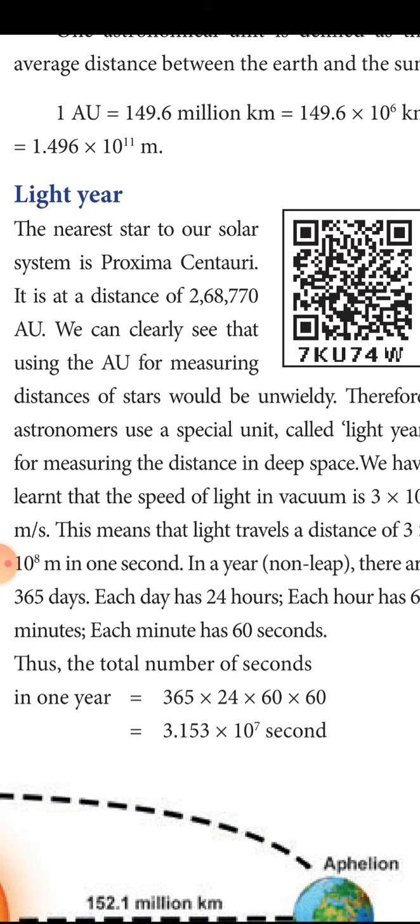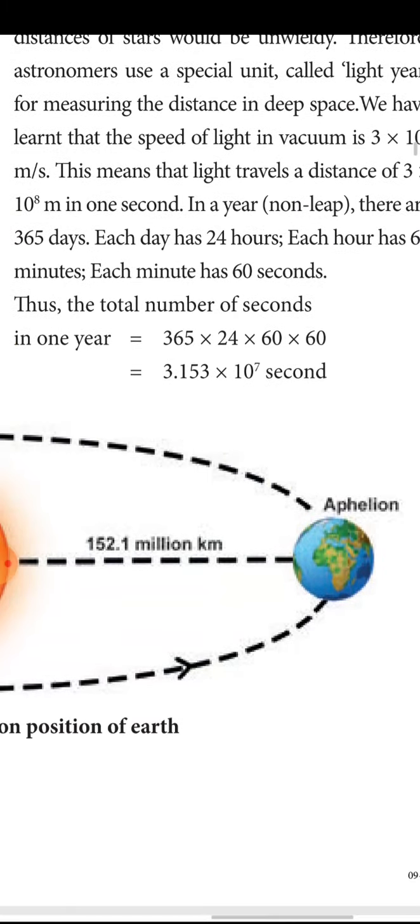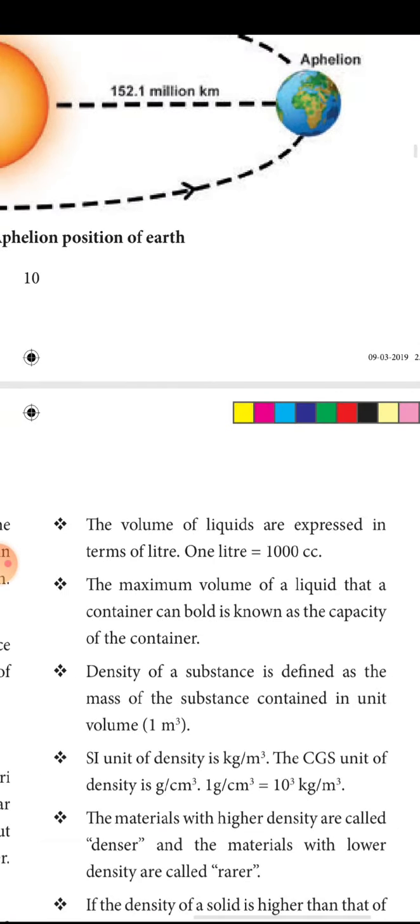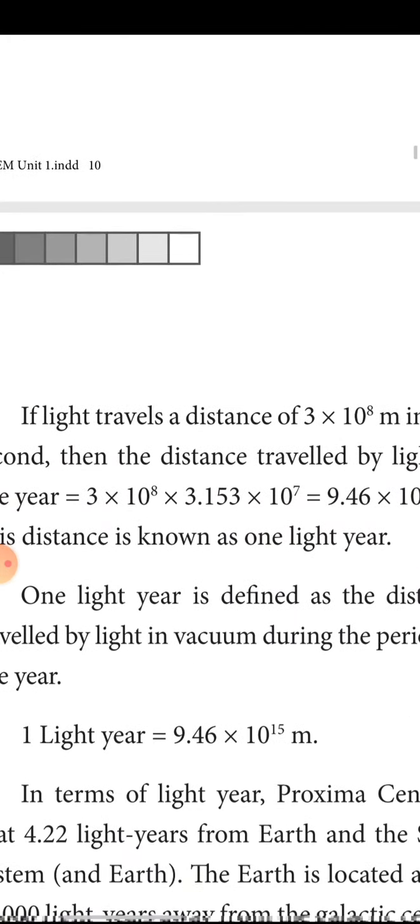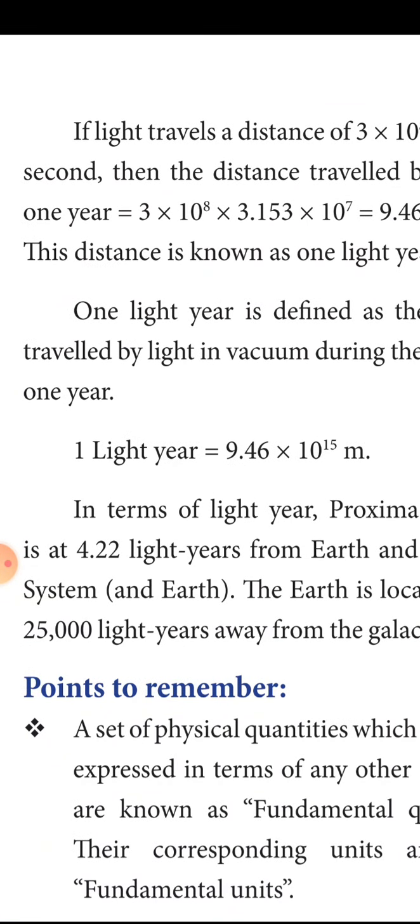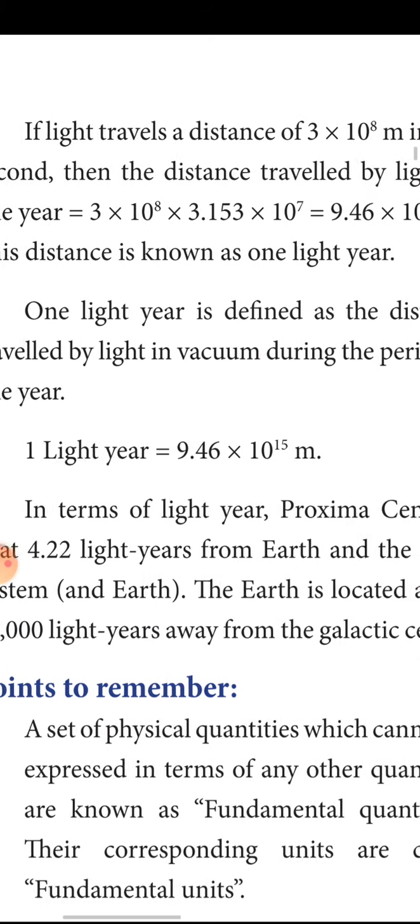1 year consists of 365 days. That 365 days should be converted into seconds. So multiply by 24 into 60 into 60. You will get 3.153 into 10 power 7 seconds. Multiply it by light speed. Light speed is 3 into 10 power 8 meter per second, I told. So 3 into 10 power 8 into 3.153 into 10 power 7 is equal to 9.46 into 10 power 15. This is called 1 light year.